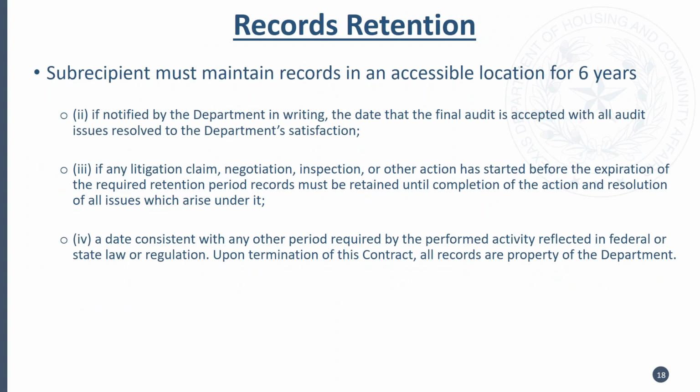Records retention. Subrecipient must maintain records for 6 years. So be prepared to keep them for 6 years. They're in your contract and right here on these 3 bullets are other situations where that time may lengthen. But basically be prepared to keep them in an accessible location for 6 years.